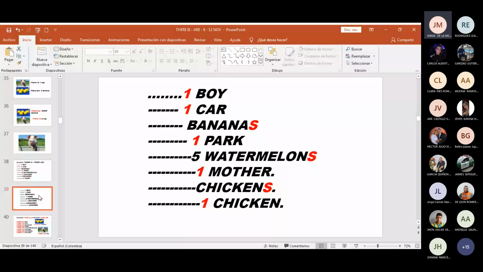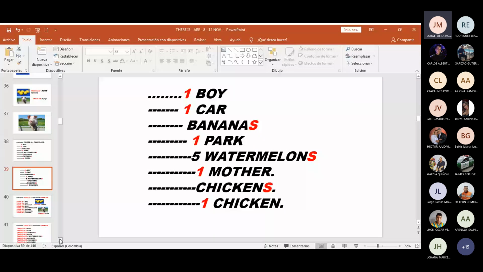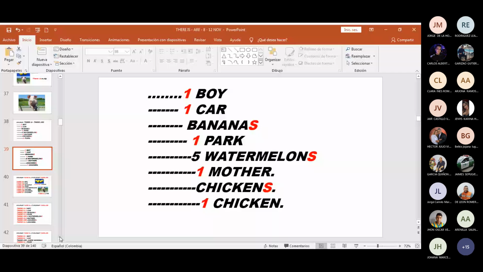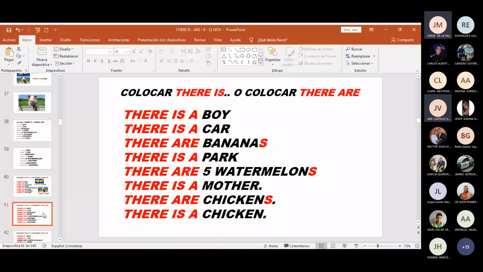There are, excuse me, 5 watermelons. There are 5 watermelons. Very good. One mother. There is one mother or there is a mother. Chickens. There are chickens. Plural, there are chickens. And number 8, student. There is a chicken. So depending if it's singular or plural, we are going to use there is or there are. For example, there is a boy, there is a car, there are bananas, there is a park, there are 5 watermelons, there is a mother, there are chickens, there is a chicken.